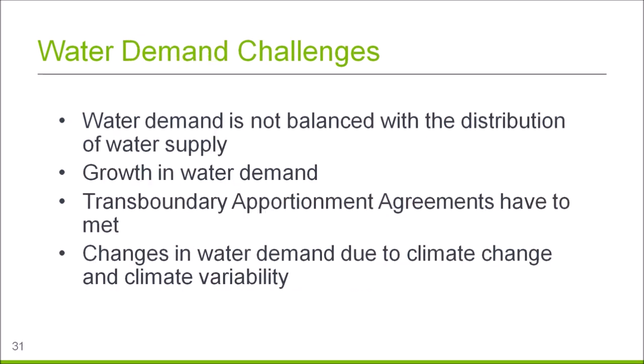We do have a water demand issue. Again, water demand is not balanced with the distribution of water supply. Our demands are also increasing. We have a transboundary apportionment agreement, and we have to meet the apportionment amount so that others can also use the water. And the water demand can also change under the impact of climate change and climate variability, like ENSO and PDO.